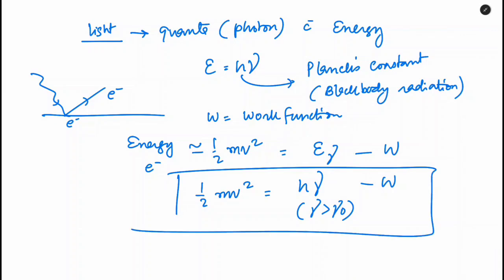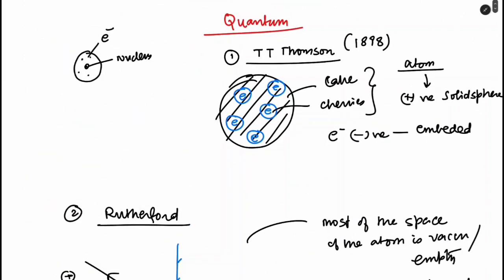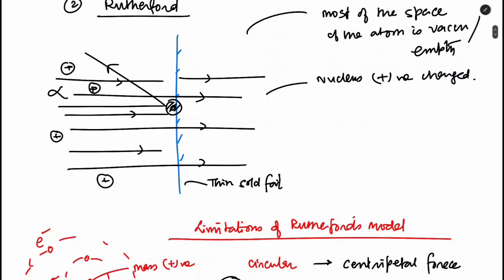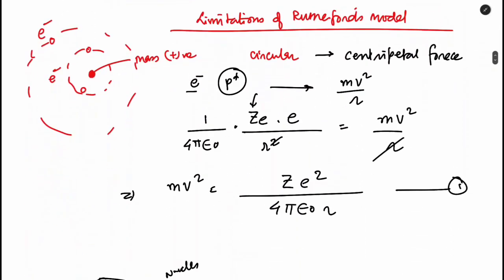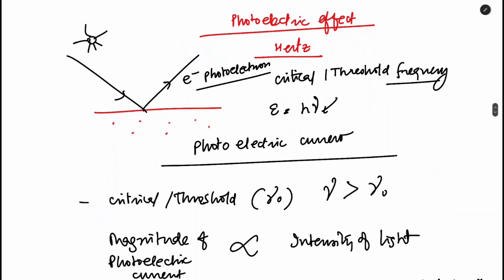So we got the basic idea. We started with how Thomson explained what an atom looks like, then how Rutherford explained the atom. We also looked at the limitations of Rutherford's model. And then we looked at the photoelectric effect. Now let's talk about a peculiar feature called hydrogen spectra.